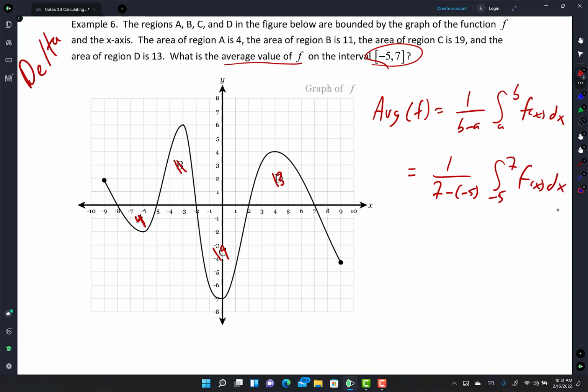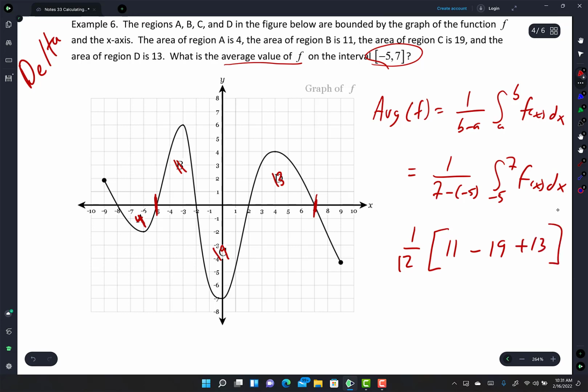So let's see, 7, 8, 9, 10, 11, 12. So 1/12. And then I'm going to multiply by the area between -5 and 7. Where's -5? Right here. And 7 right here. So it's going to be 11 minus 19 plus 13. I don't know. Maybe you want to do 11 plus 13 and then subtract the 19. 13, 23, 24, 24, and then 20. So 4 plus 5. So is it 5 over 12?